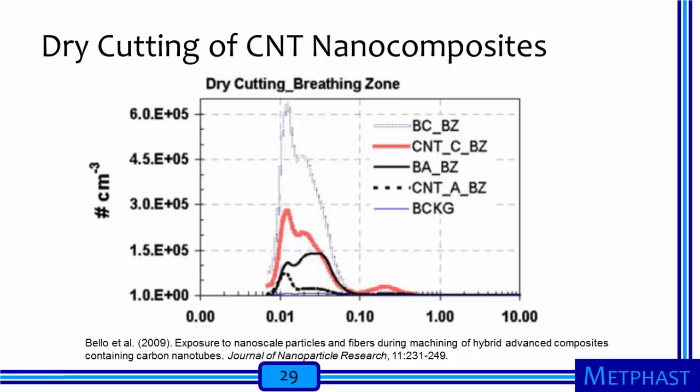When the materials were cut, the composites containing carbon nanotubes generated the same or lower concentrations of nanoscale particles than those without the nanotubes. Both the carbon and the aluminum nanocomposites produced fewer nanoscale particles with nanotubes. In this case, cutting of the nanomaterials does not appear to present an elevated exposure risk for workers.